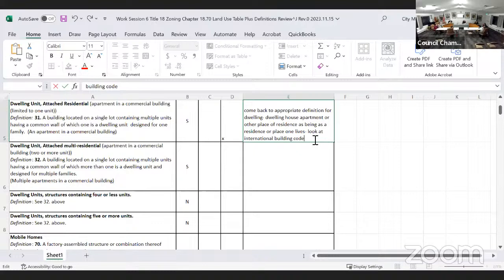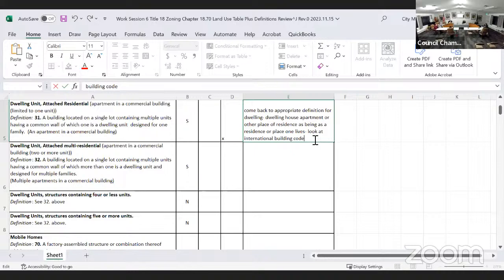So that's where bed and breakfast would fit in. But lodges, motels, hotels, inns is another. You're looking at the International Building Code. That is a nightly rental that wouldn't fall under the dwelling.